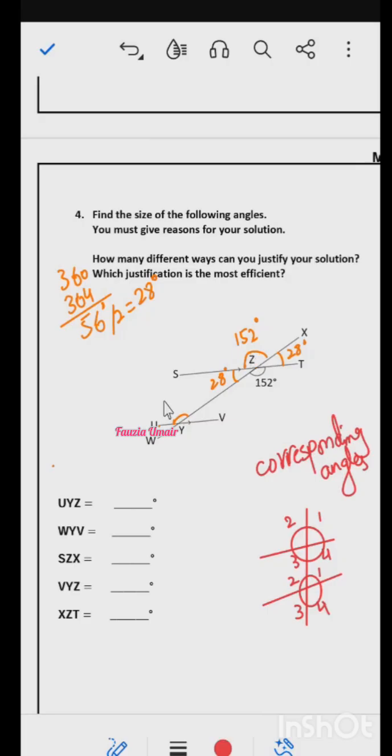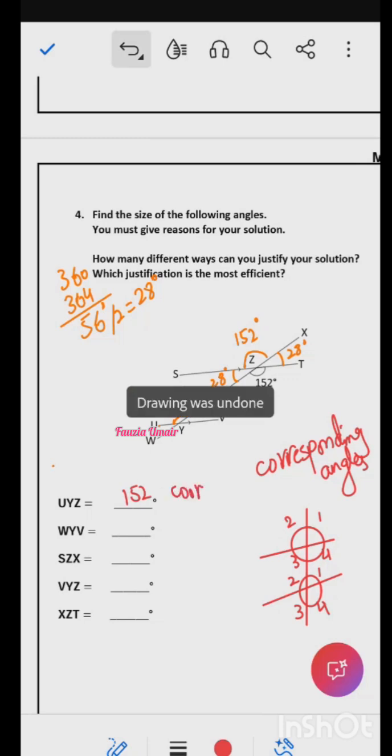If this is 152, this will also be 152, right? So we will write down UYZ is 152 and the reason would be because they are corresponding angles. Corresponding angles. ठीक है? So that's why.